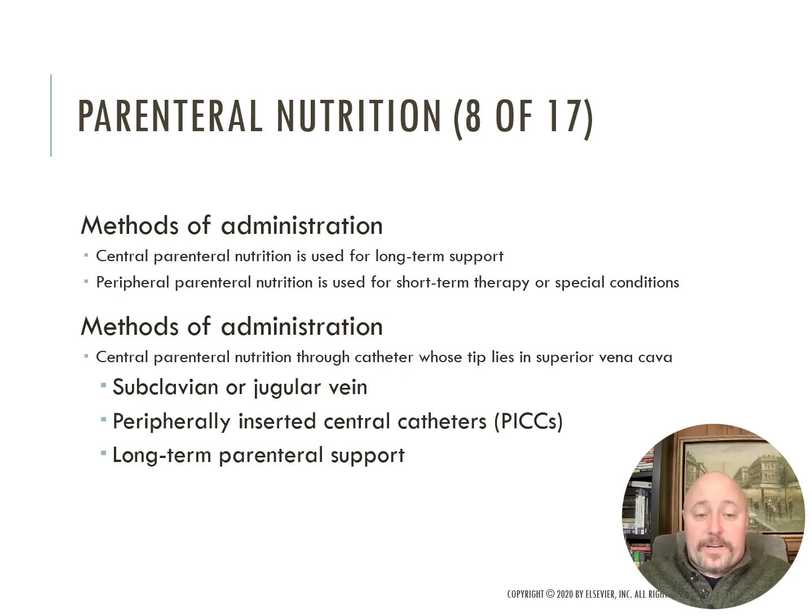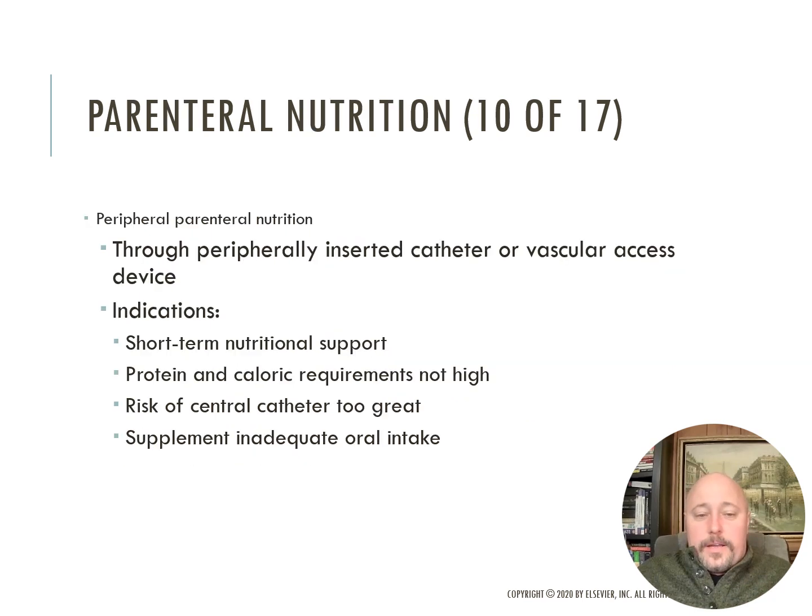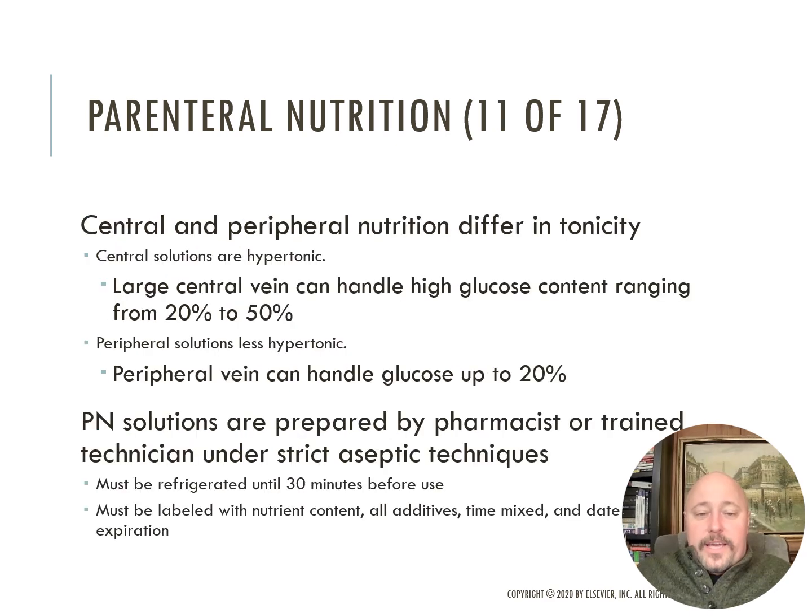The methods of administration include central parenteral nutrition, going from a peripheral IV to more likely a central line for long-term cases. Peripheral parenteral nutrition, just as it sounds, is the provision of parenteral nutrition through a peripheral IV line. It's used for short-term nutritional support and can provide protein and caloric requirements, though not as high as TPN. Central and peripheral nutrition differ in tonicity.